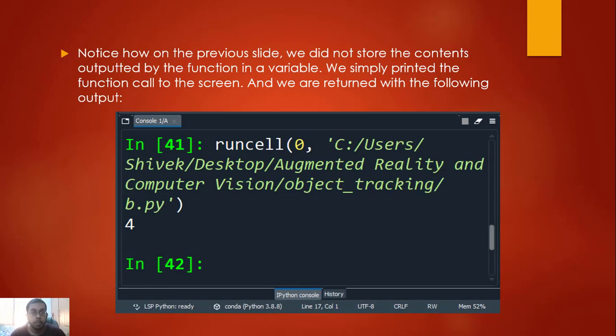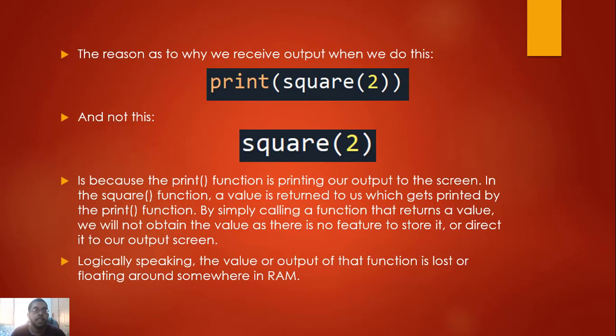Notice how on the previous slide we did not store the contents outputted by the function in a variable. We simply printed the function call to the screen and we are returned with the following output, 4. The reason we receive output when we do print(square(2)), and not just square(2), is because the print function is printing our output to the screen. In the square function, a value is returned to us which gets printed by the print function.